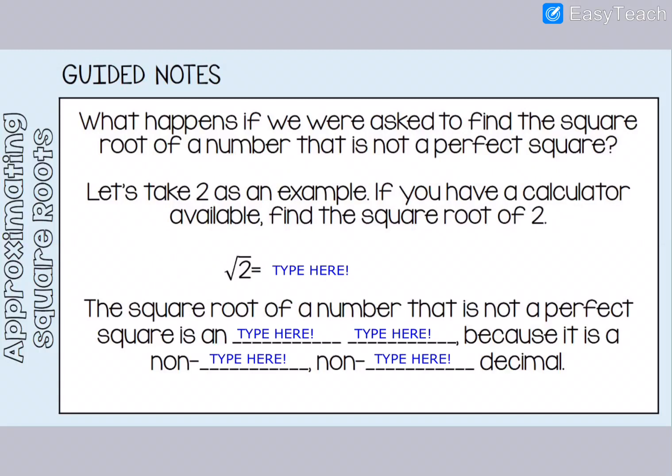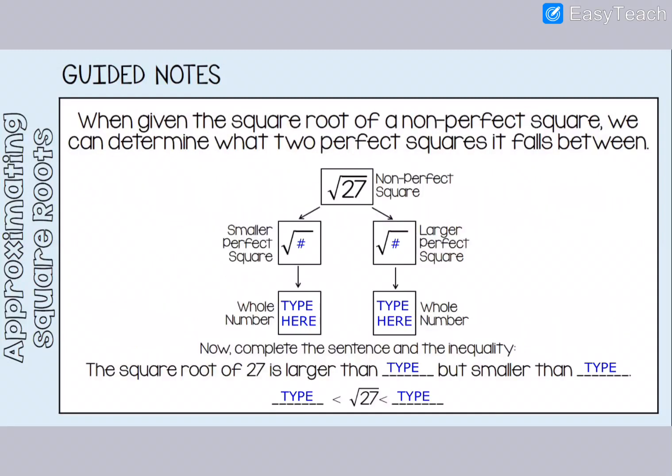I will tell you that this word is number. So you need to fill in this, and this, and this. Slide 4. When given the square root of a non-perfect square, we can determine what 2 perfect squares it falls in between. I want you to go ahead and fill these in.